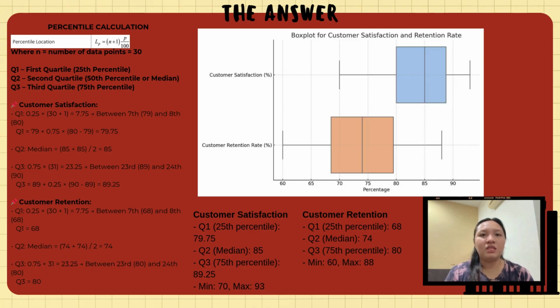To visualize this, I created a box plot, which you can see on the slide. This chart shows how the scores are spread. Satisfaction scores are more concentrated in the higher range between 80 and 90. In contrast, retention scores are more widely spread and show more variation. This tells us that while customer satisfaction is generally high and consistent, retention is more variable, indicating room for improvement in long-term customer engagement.